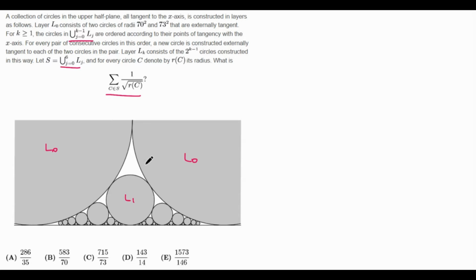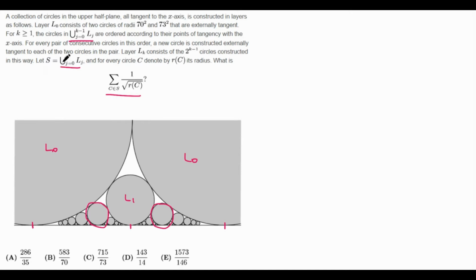So, for example, when k equals 2, we consider the circles in L0 and L1, and in order of their points on the x-axis, we have the first circle, the second circle, and the third circle. So the order is the first circle in L0, then the first circle in L1, then the second circle in L0. So now once we have this order, we draw the layer L sub k by drawing the circle tangent to the first two circles, then the circle tangent to the second and third circles, and so on like that.